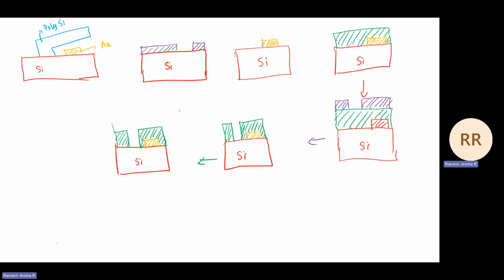The polysilicon will get deposited everywhere. And if this step height is sufficiently large, then we can ensure that it is completely covering. Then we'll have to etch the polysilicon layer. For this also, we'll again do one more direct writing.